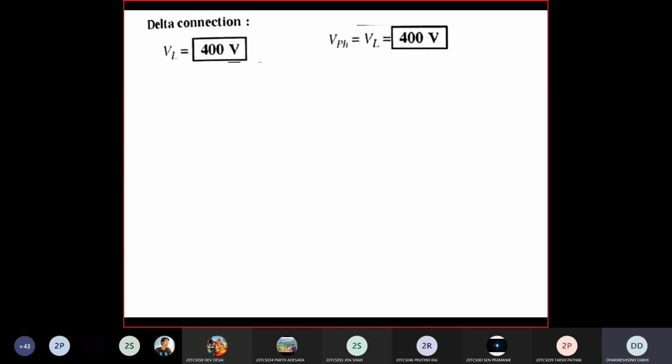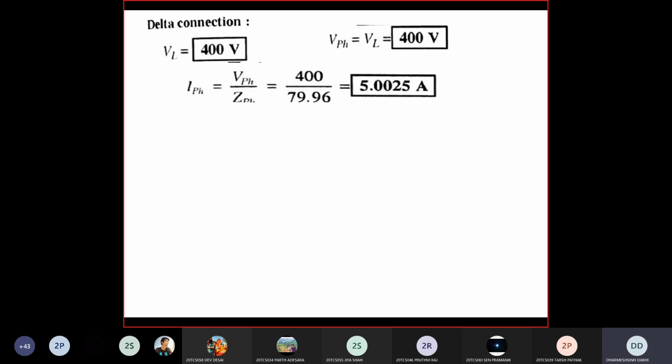Okay, so let's get another value, phase current and line current. Phase current is phase voltage divided by impedance. That is 5.0025 ampere. Phase voltage is 400, Z is 79.96, so it is 5.0025 ampere.